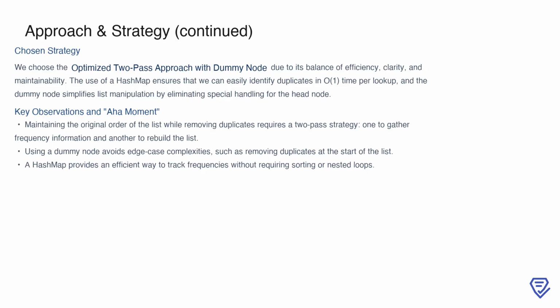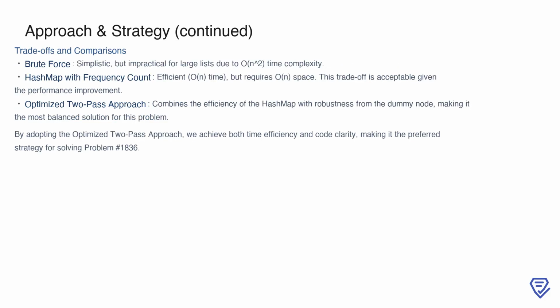This approach elegantly combines the efficiency of the hash map with the simplicity of robust list manipulation, making it an ideal choice for this problem. When comparing the different approaches, the trade-offs become clearer. The brute force method, while simple to understand, is highly inefficient with its n² time complexity, making it unsuitable for larger lists. The hash map with frequency counting improves the time complexity to n, but it requires n additional space. This trade-off is often acceptable for the performance gains it provides.